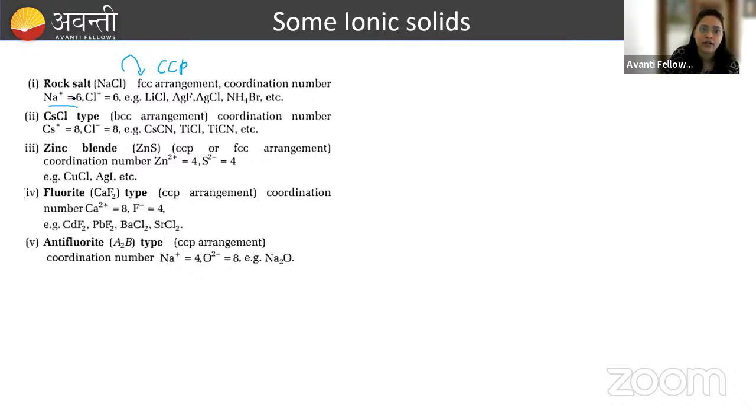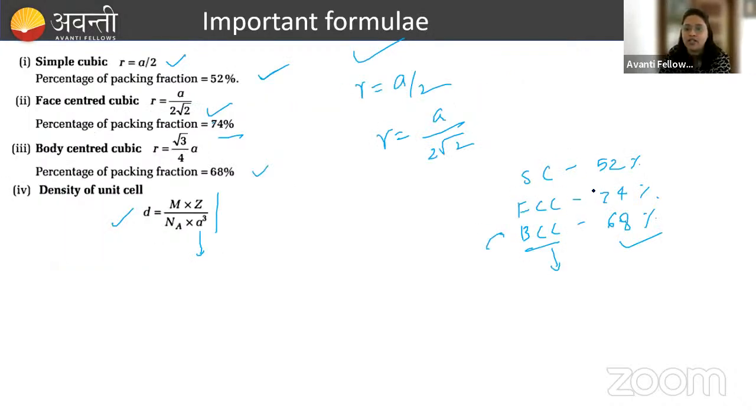It has a coordination number. One Na+ is surrounded by 6 Cl- ions, and 1 Cl- is surrounded by 6 Na+ ions. That's why the coordination number of each is 6. What are those ionic solids? LiCl, AgF, AgCl, NH4Br. These are rock salt type solids with an FCC arrangement, that is cubic close packing, which has a packing efficiency of 74%. Remember this, right?